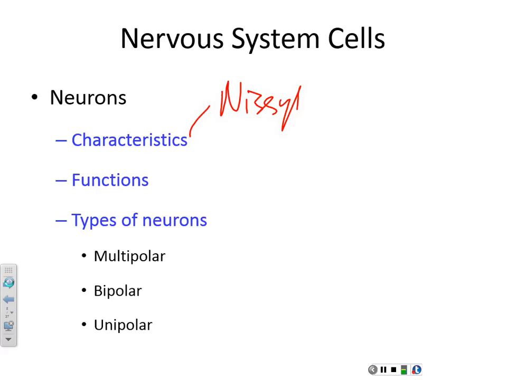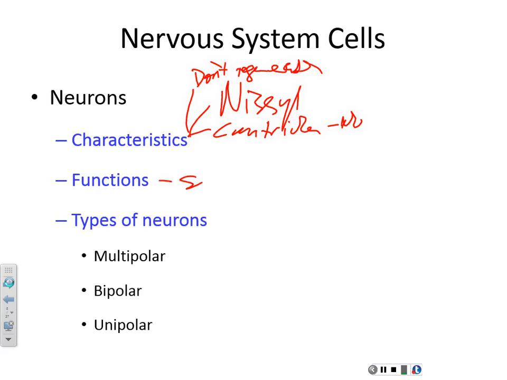What else about the neurons? They don't have centrioles, right? That's why they cannot divide. All those things I need you to know about: centrioles and so forth, and that they don't regenerate. Sometimes I may ask, what are the functions of neurons? What are the characteristics of neurons?